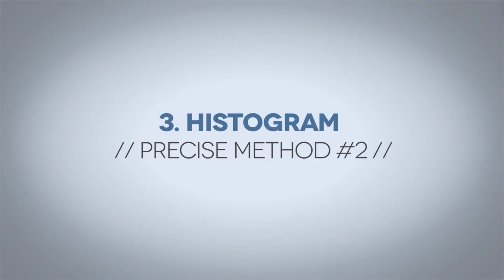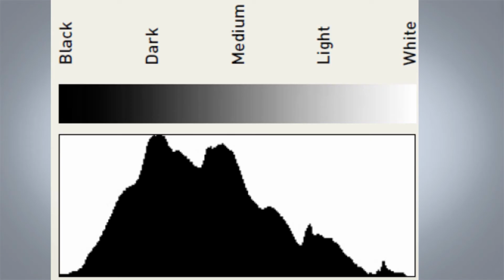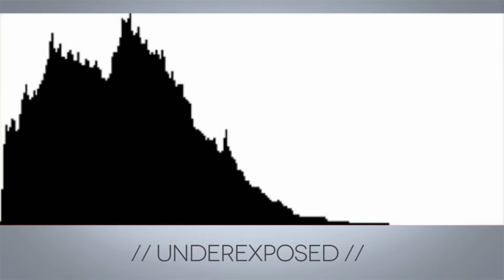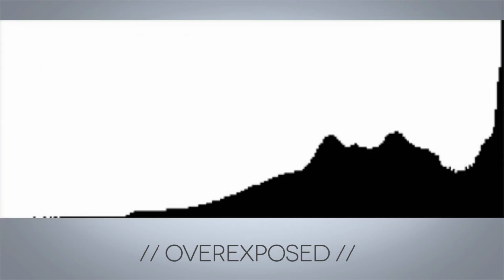Number 3, the histogram. The histogram is another precise method of checking and setting your exposure, and many cameras have the ability to display the histogram while you're shooting. All you have to do is enable it in the settings. A histogram is an analysis of your image with black on the left side and white on the right side. If your image is underexposed, it will show a histogram reading that is pushed towards the left. If your image is overexposed, the histogram reading will be pushed to the right.